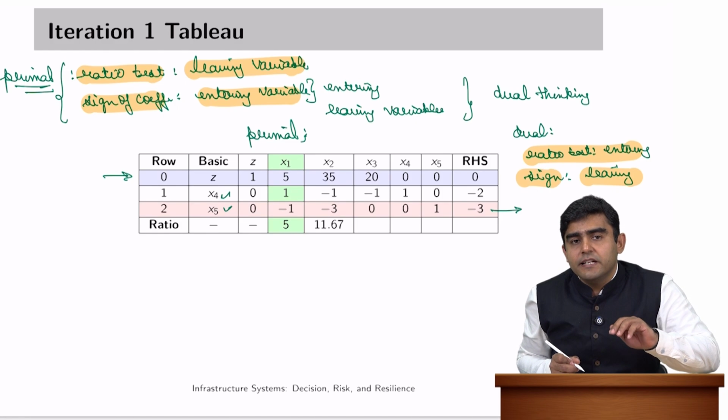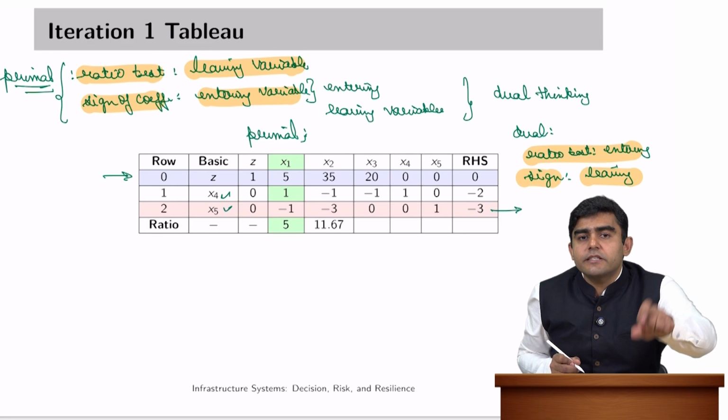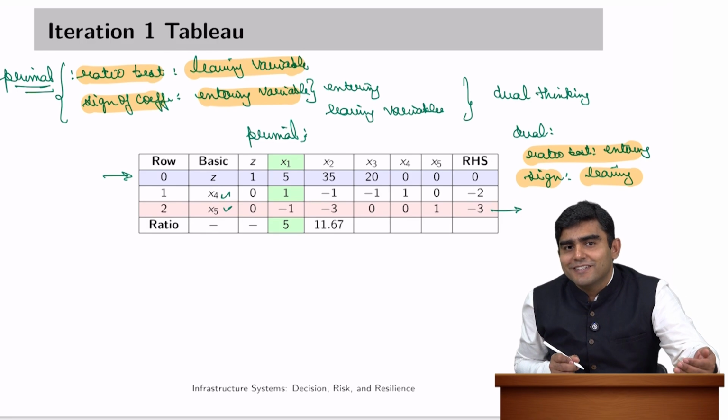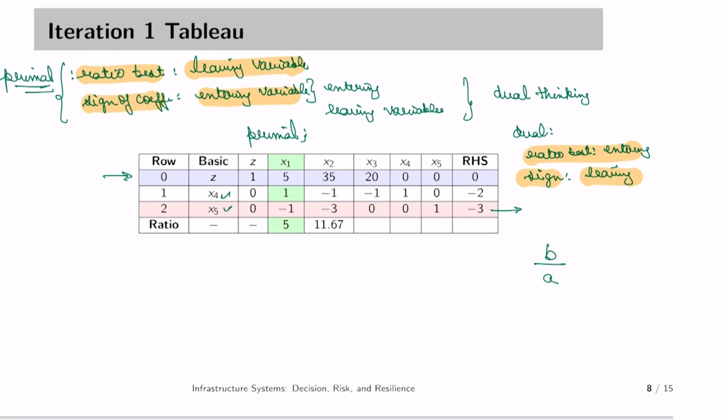Now, let us decide the entering variable. In primal, the one with the least ratio was leaving. In that case, we used to write our ratios as B divided by A, where A was greater than 0.